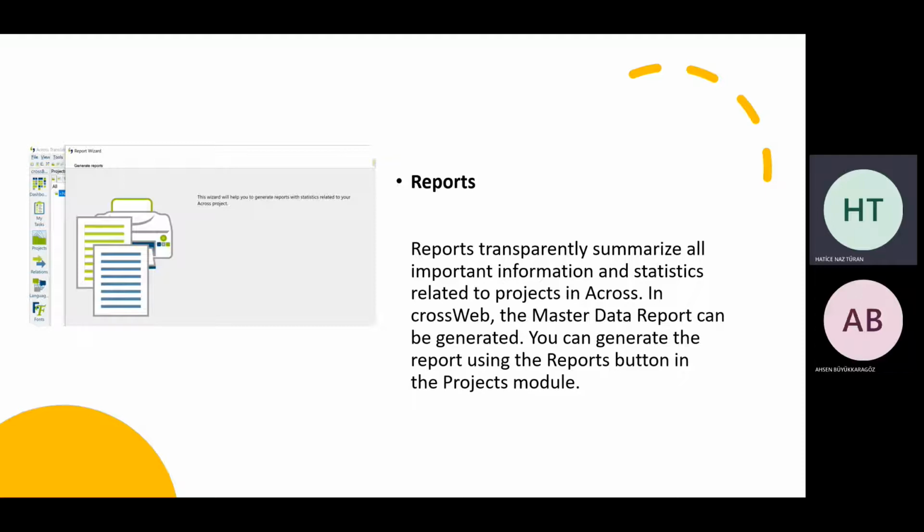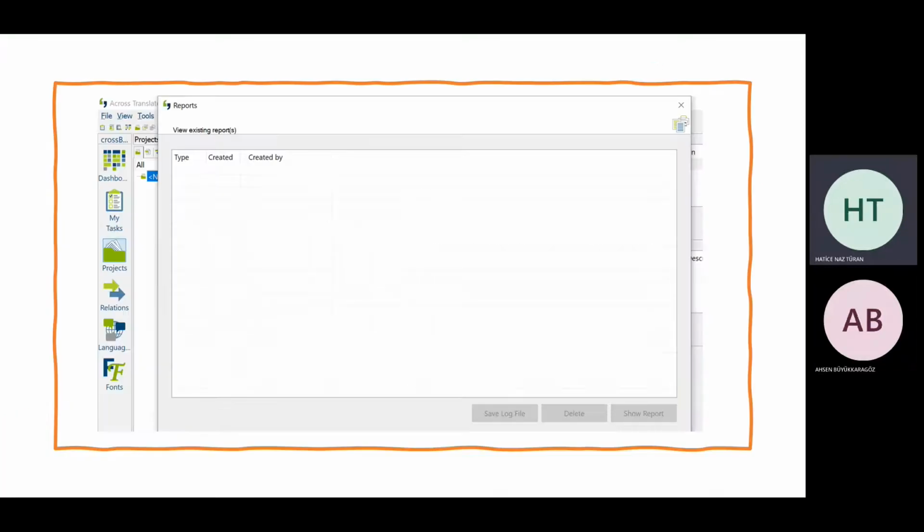And the reports transparently summarize all important information and statistics related to projects in Across. In CrossWeb, the master data report can be generated. You can generate the report using the Reports button in the Projects module. You can see the reports.